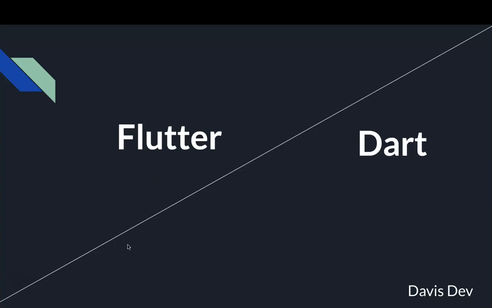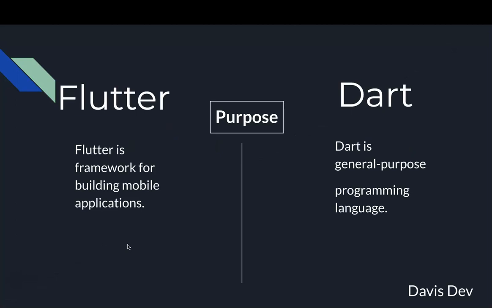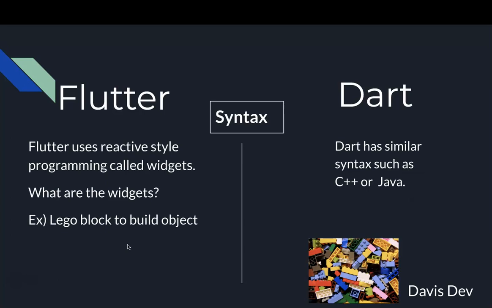Let's talk about Flutter and Dart. Well, first things first, let's talk about the purpose. The purpose of Flutter is, Flutter is framework for building mobile applications. On the other hand, Dart is the general purpose programming language such as C++ or Java. Let's talk about the syntax.